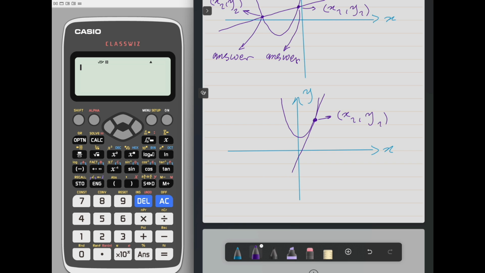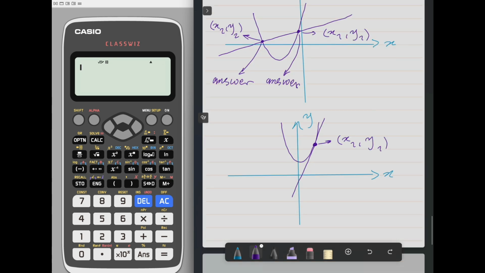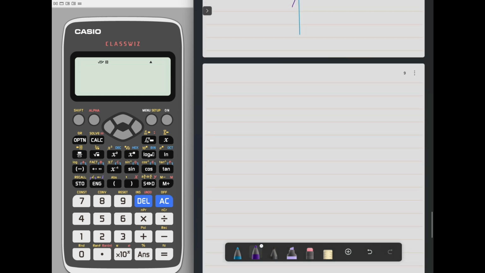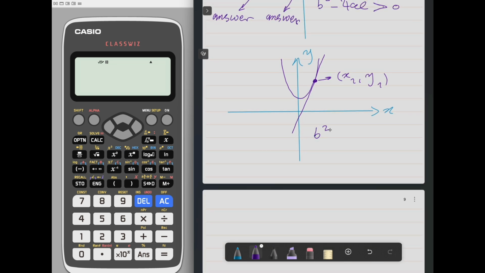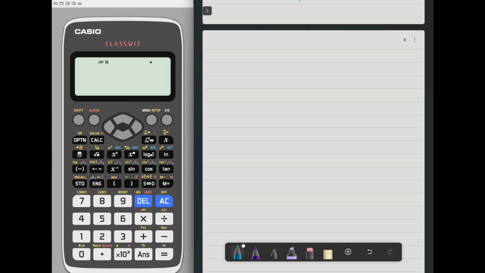And what is different between this one and this one? Well, the discriminant is different. Here, b squared minus 4ac is greater than 0. And here, b squared minus 4ac is equal to 0. And as for the third case, y, x.